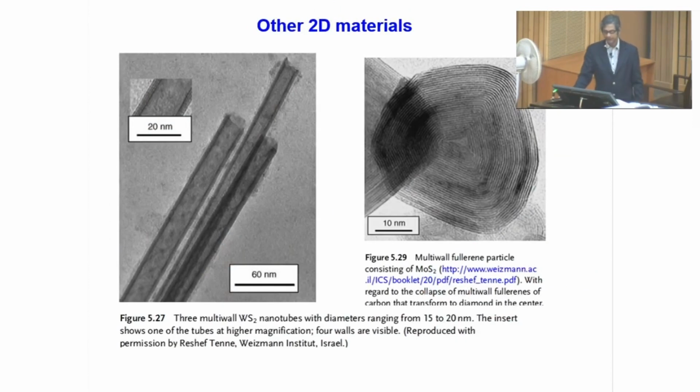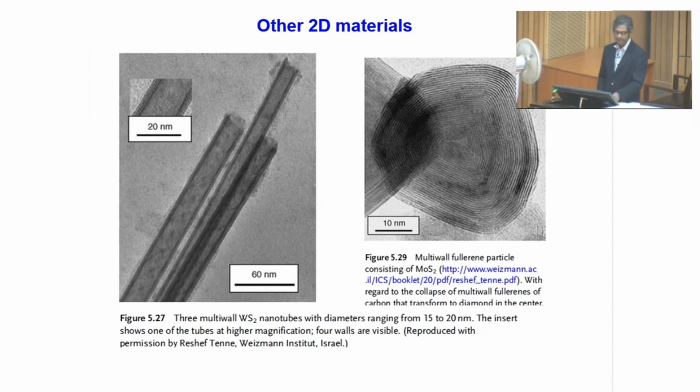So, with this let me also talk about some other 2D materials. As you know, there are many other 2D materials which have come recently, and they are very famous in fact, as famous as graphene or carbon nanotubes. Okay. So, let us talk a little bit about those also, then we can wind up this lecture.